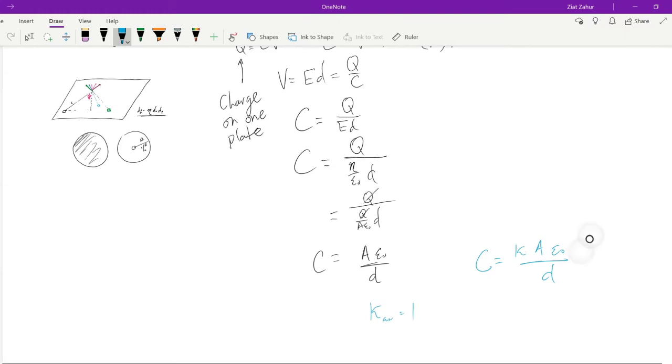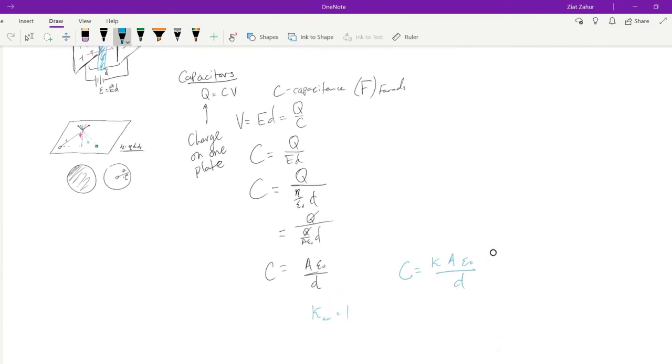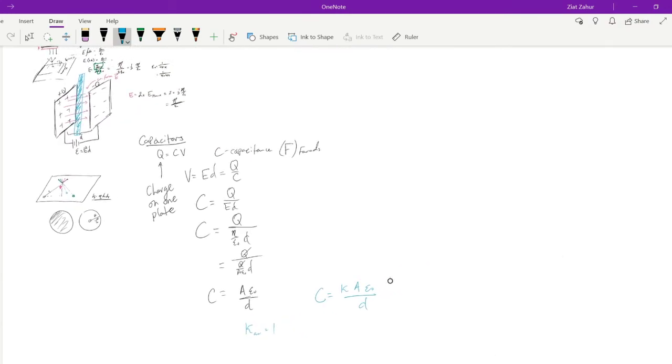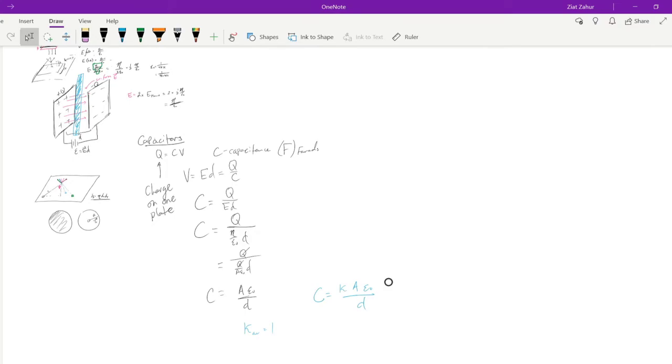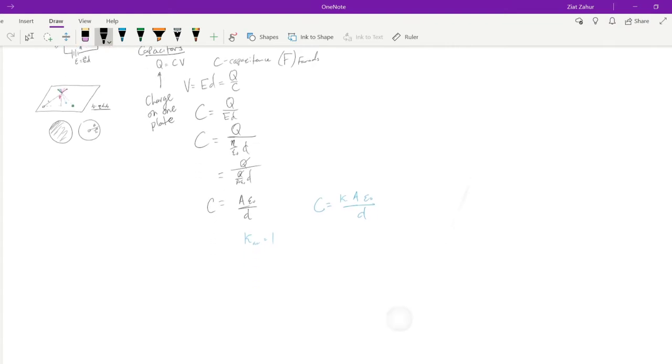So with different materials, you can have higher values. That means by putting these dielectrics in between, what we do is we change the ability of the capacitor to hold extra charge. Yep. So the capacitor is able to hold extra charge.